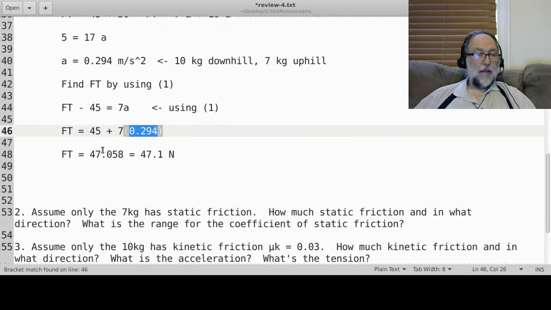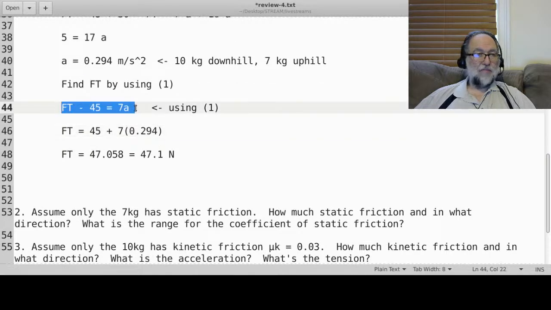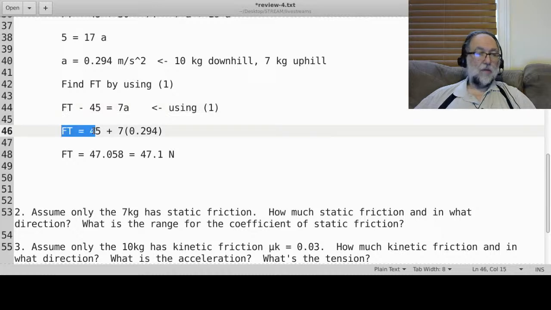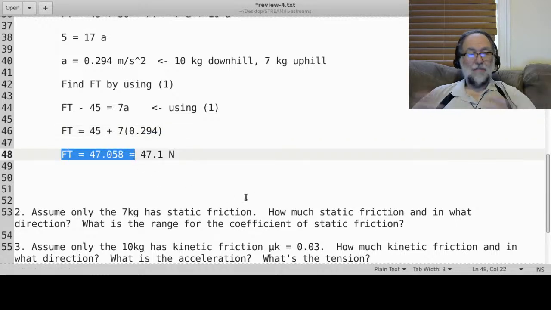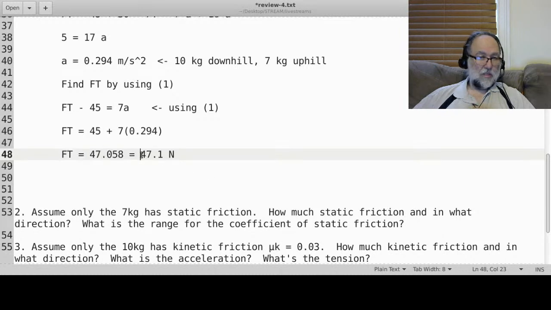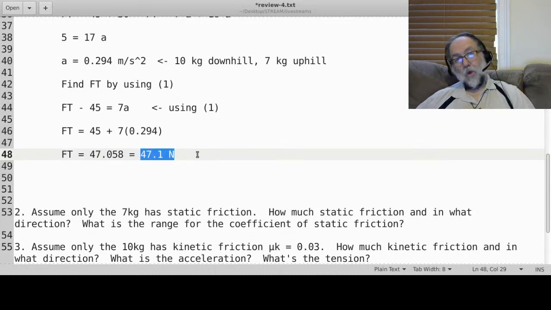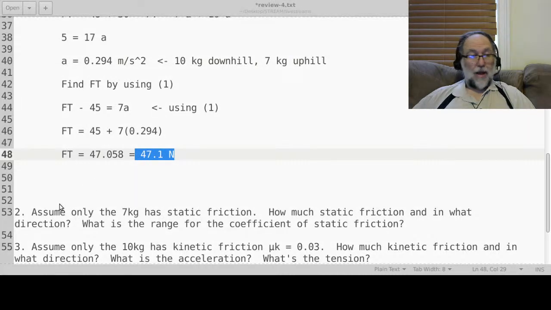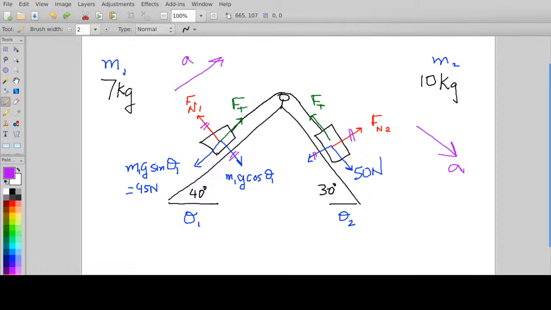So if I put a in there and solve for Ft, I've got Ft minus 45 is 7a. So that means that Ft is going to equal 45 plus 7a, but the a we already know, and then just plugging it all in, I get that Ft is going to be 47.058. Throughout the course we've been rounding off to 3 significant figures, so this turns out to be 47.1 newtons. And there's the tension. So we got both the acceleration and the tension, and that answers the question. If you go back to the diagram, we could even write it in there. We can now see that Ft here is 47.1 newtons.